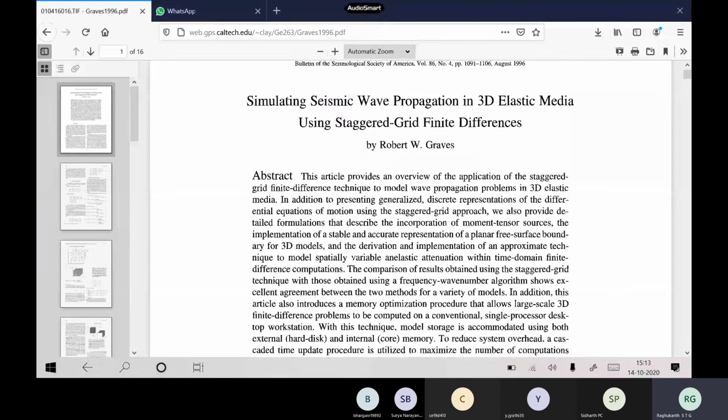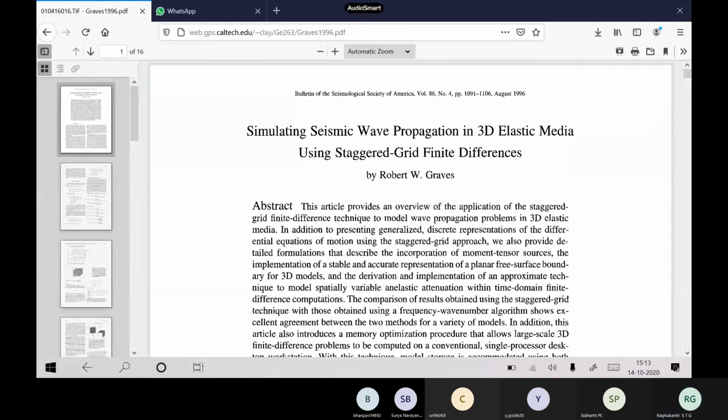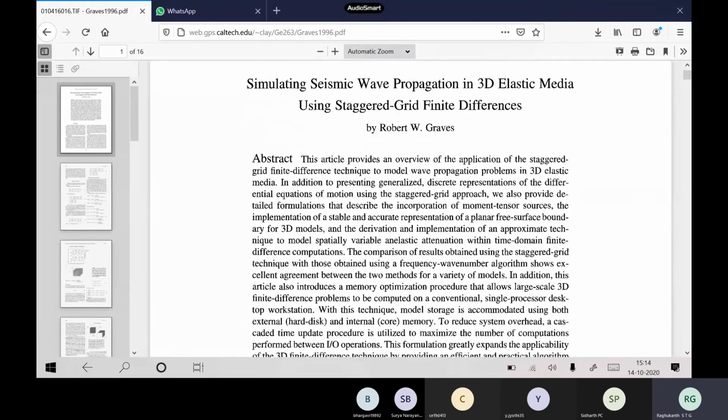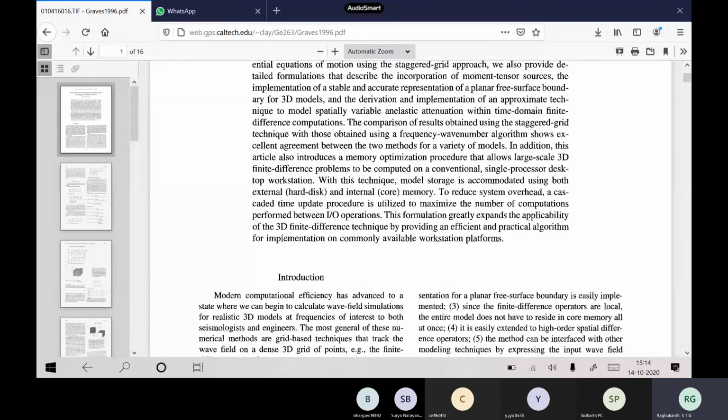So all of you are able to see this paper? Is this paper visible? I am showing. Yes. So you can go through this paper. There is nothing great in this paper. He has written it for 3D. It is published in 1996. So just 3D only.